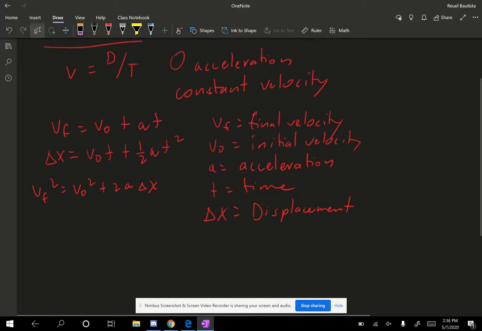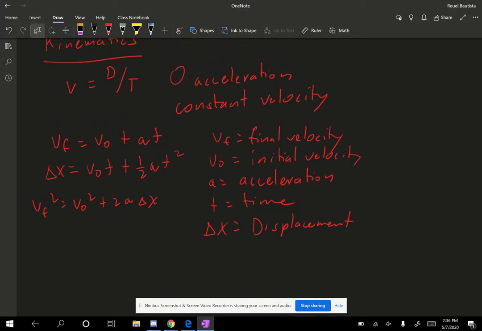The thing to know here is the idea of just algebra. Remember in kinematics, as long as we know three of these things, we know everything else. As long as we know three things, we can apply them to these equations and find our missing variable pretty easily.